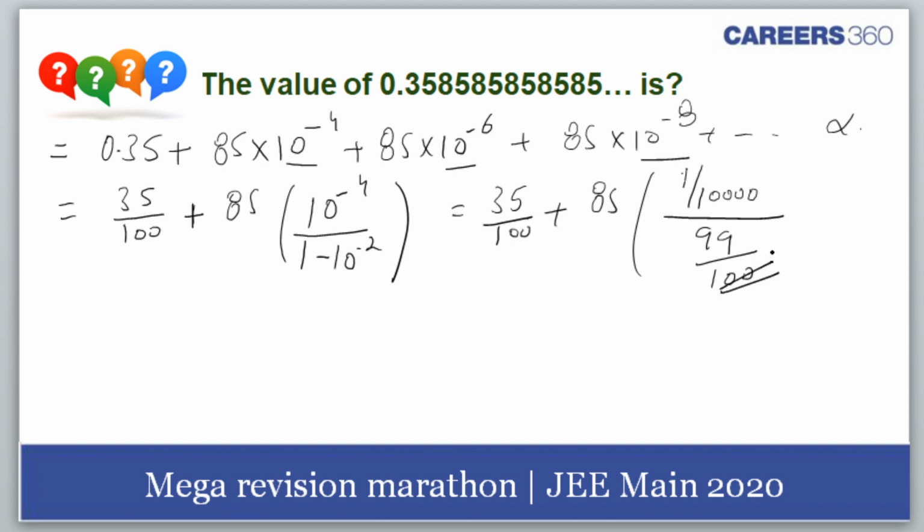So this 00 and 00 would be cancelled. What do I get? I get 35 by 100 plus 85 by 9900. Am I right? Yes, students? And this can be calculated. I'm not going into the nitty-gritties of the calculation. When we say the value of this, they want to mean it actually means that we want to express it as a fraction. So this is it.